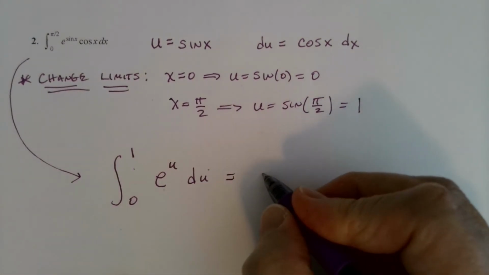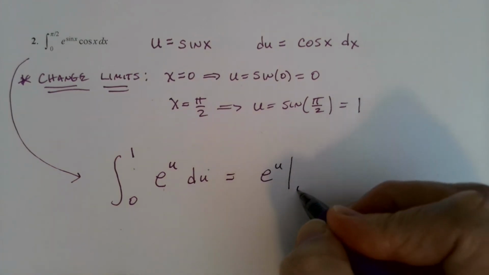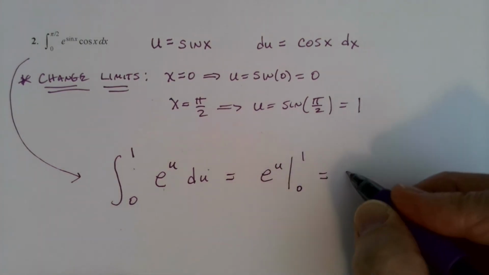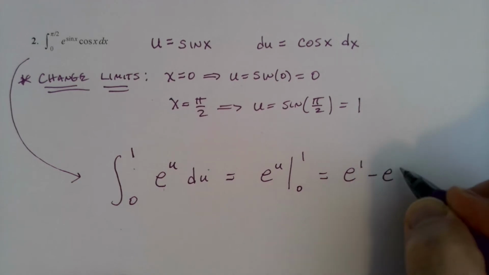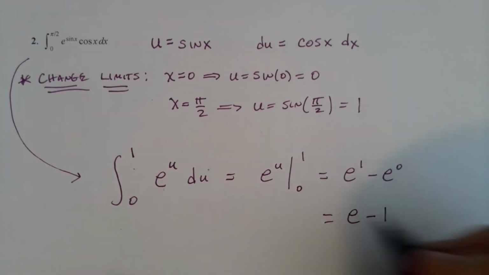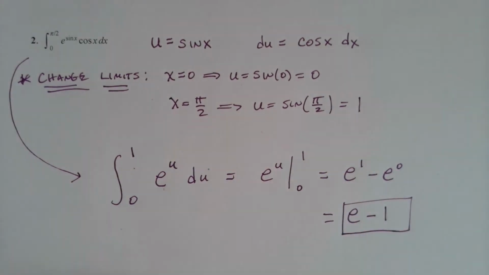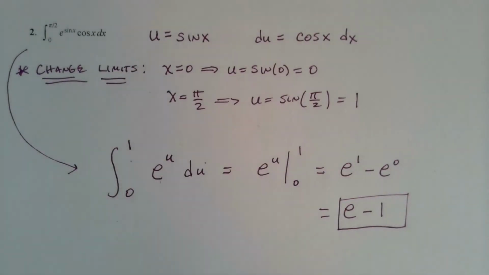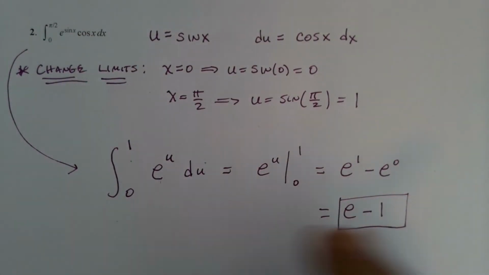Here it's easy though. The antiderivative of e to the u is just e to the u. I'm going to evaluate it at 1 and at 0. I get e to the first power minus e to the 0 power. Well, that's e minus 1, right? E to the 0 power being 1, and there's our answer. Easy as pie. Well, almost easy as pie, I guess half pi, right? Half pi is better than no pi.